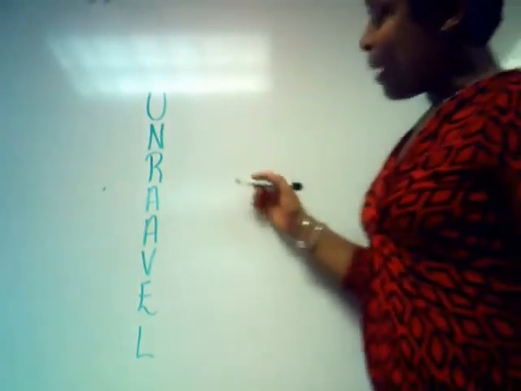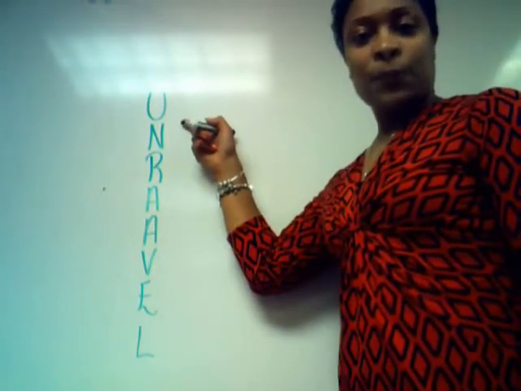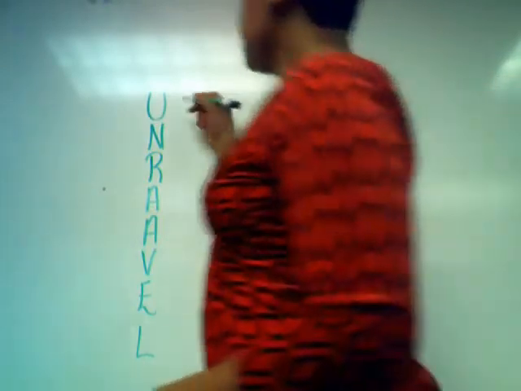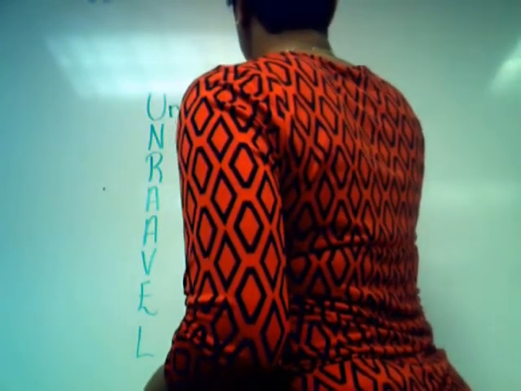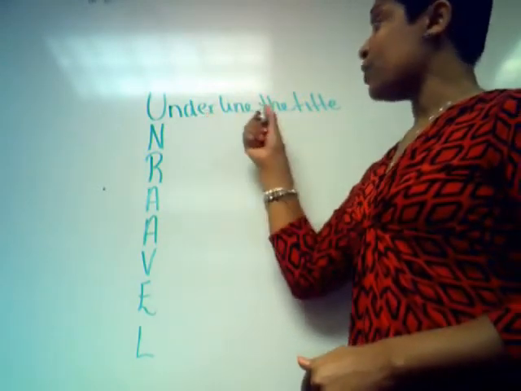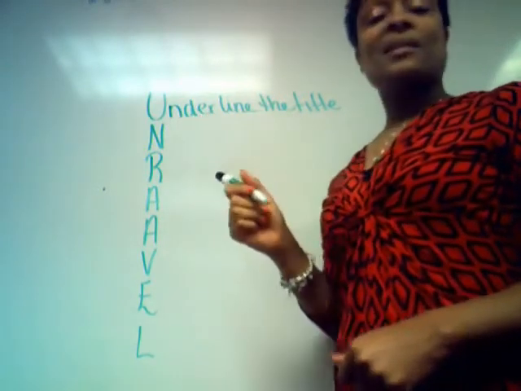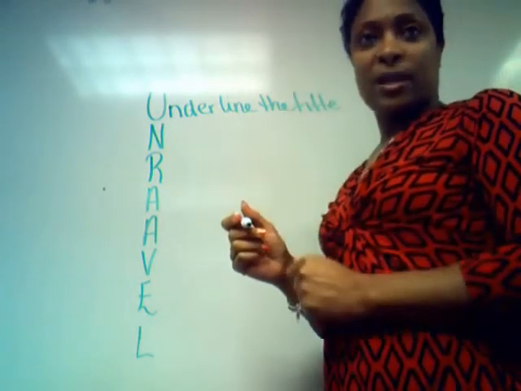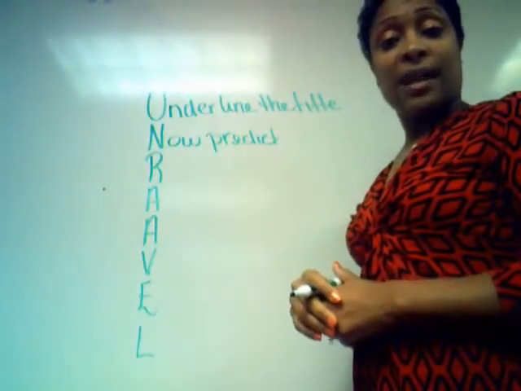Okay? Now, Unravel starts with a U, and that U stands for underline the title. That's the first step of Unravel. Underline the title. The next step is to now predict what you think the text is going to be about. Predict what you think the text is going to talk about.